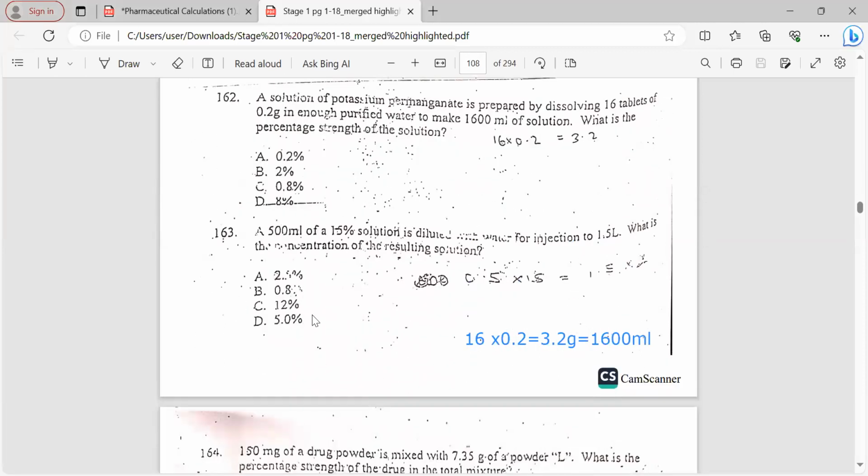Okay. Then 500 ml of a 15% solution is diluted with enough, I don't know, water for injection, whatever. It's just diluted to 1.5 liters. So, what is the concentration of the resulting solution?